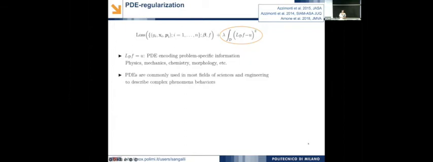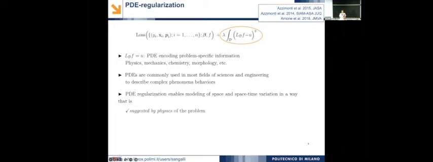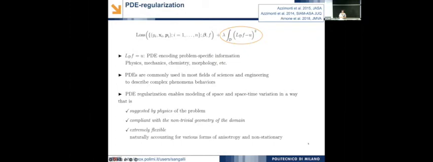Now, PDEs are commonly used in most fields of sciences and engineering to model complex phenomena behavior. And here we use this PDE regularization to model space and space-time variation in a way that is directly suggested by our knowledge of the physics of the problem whenever we have problem-specific knowledge. It is compliant with the shape of the domain, and it is extremely flexible. It naturally accounts for different forms of anisotropy and non-stationarity.